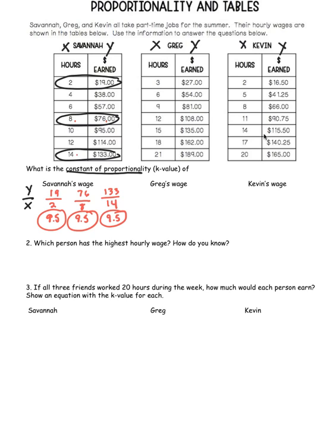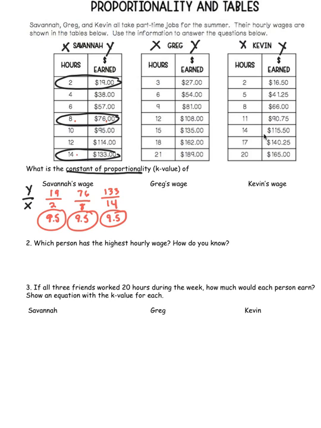So if you did that, hopefully you had 9.5 or 9 5/10 for all three of the random pairs we chose for Savannah. So it's safe to say the constant of proportionality, or K value, for Savannah's wage is 9.5 or 9 5/10. Now let's go and try the same for Greg's table.